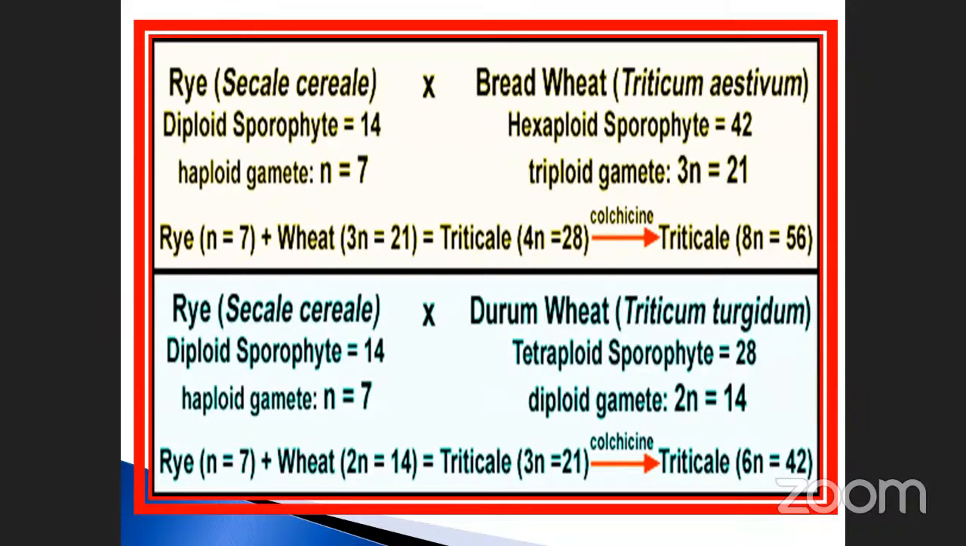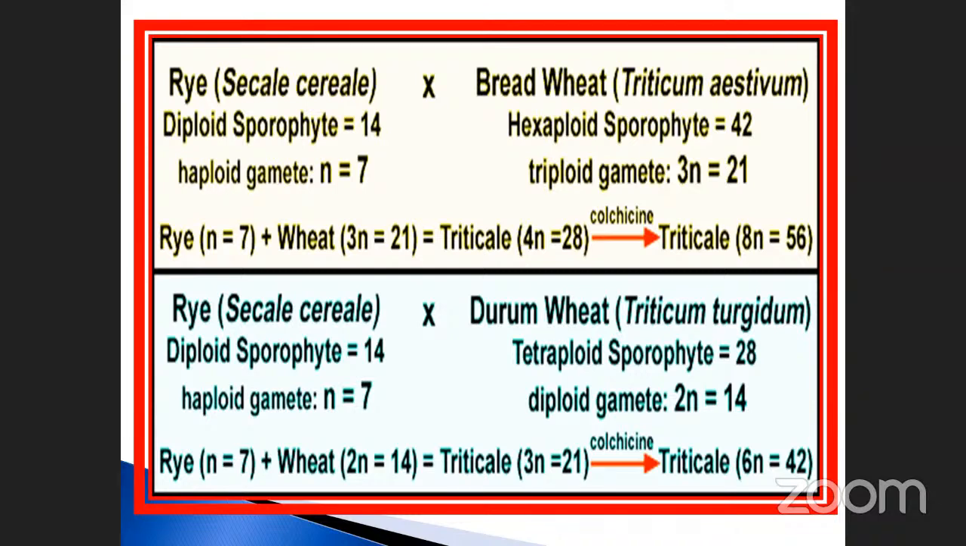Likewise, bread wheat, Triticum aestivum, is hexaploid. Hexaploid means 6 times n. See here, 7 is n, so you multiply 7 into 6, and you will get 42. The gamete is 3n, so 3 into 7 gives 21.